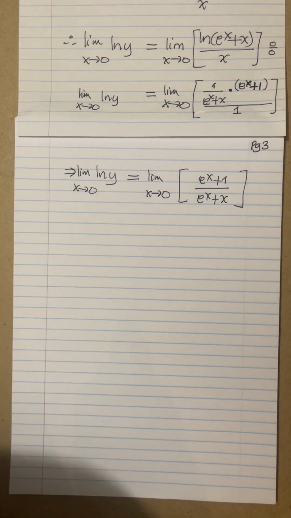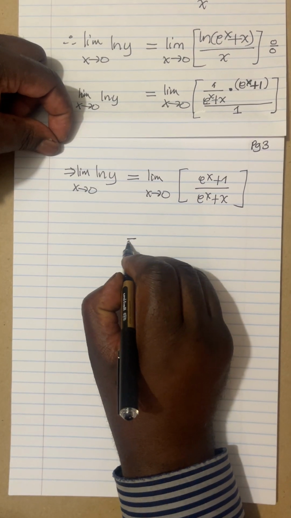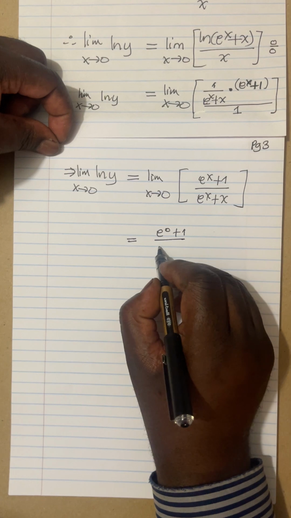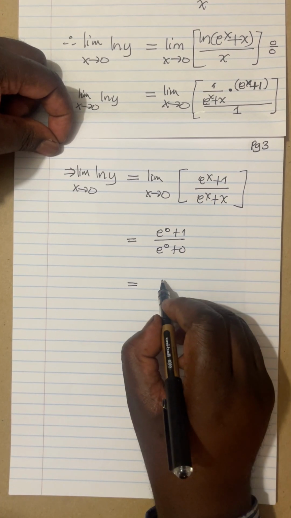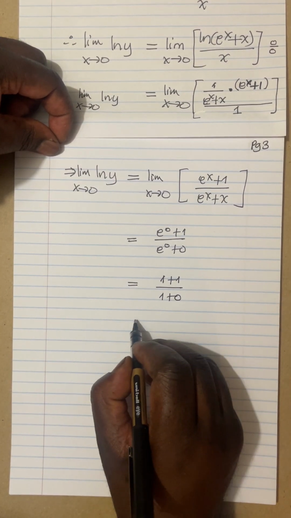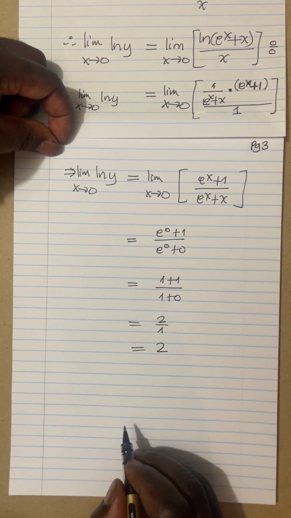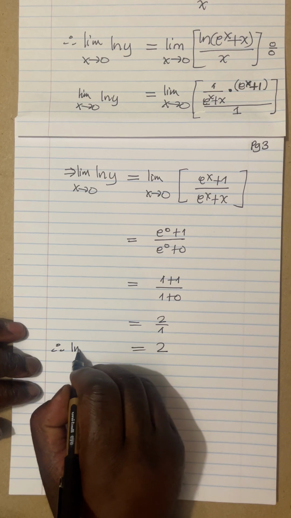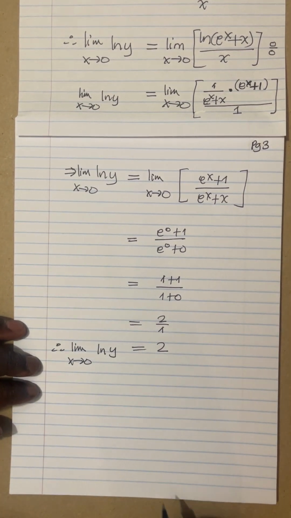Now, if we plug in 0, the right hand side simplifies to a number that's very nice to deal with. So this is going to be e to the power 0 plus 1, remember, all over e to the power 0 plus 0. This simplifies to 1 plus 1 all over 1 plus 0. Basically, our answer is 2 over 1, and this is 2. Now, don't forget where we're coming from. We're coming from the limit as x approaches 0 of the natural log of y being equal to that.